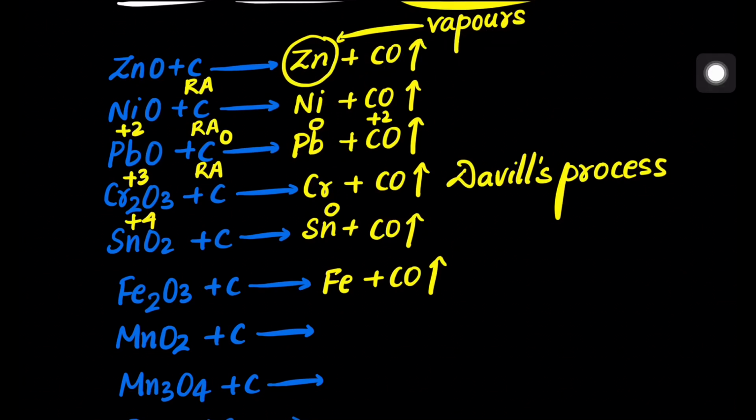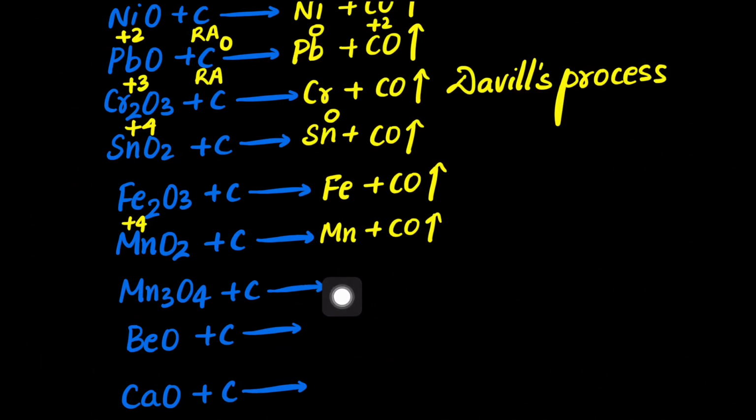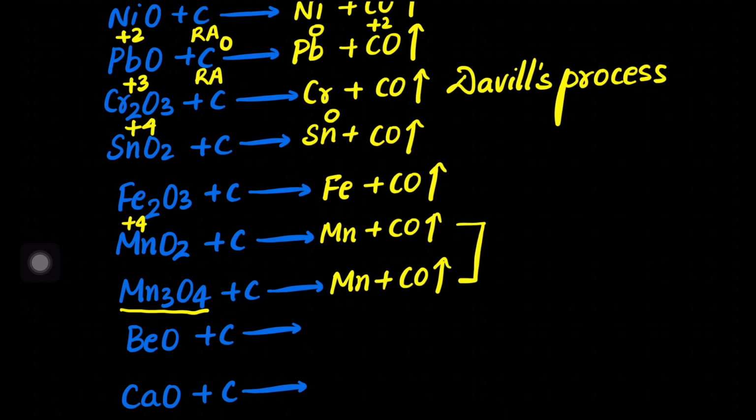Next, MnO2, manganese in +4 oxidation state. It will get reduced to manganese and CO. Again, this process is used in the extraction of manganese. Mn3O4 is the mixed oxide of manganese. Here also you get manganese plus CO. So both of these processes are used for the extraction of manganese.